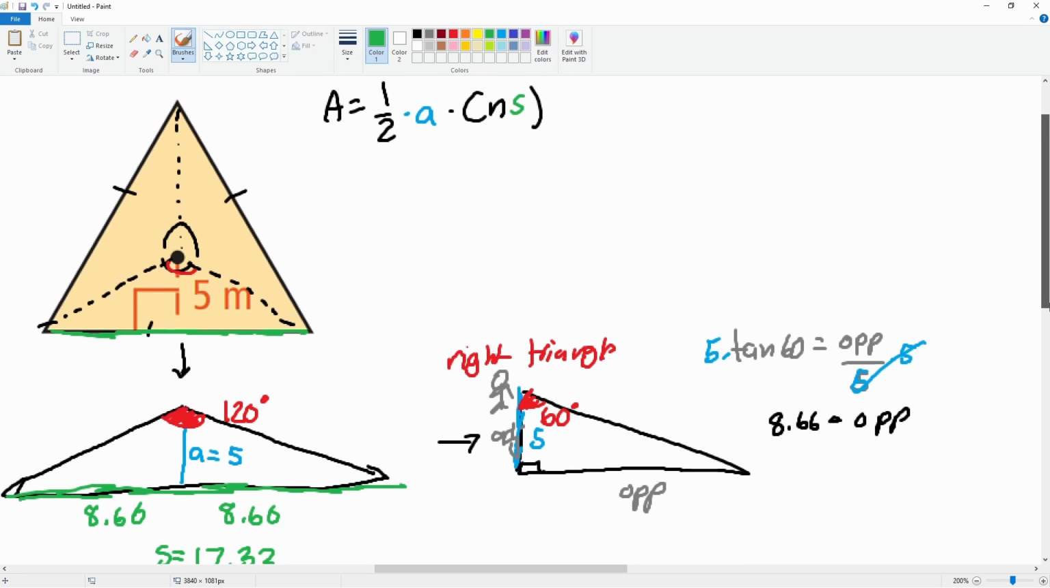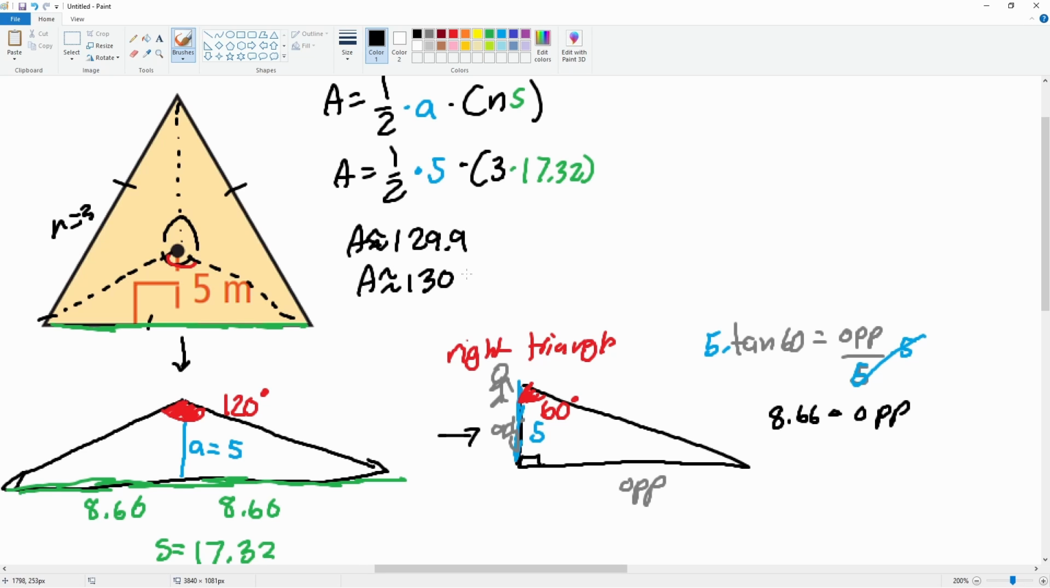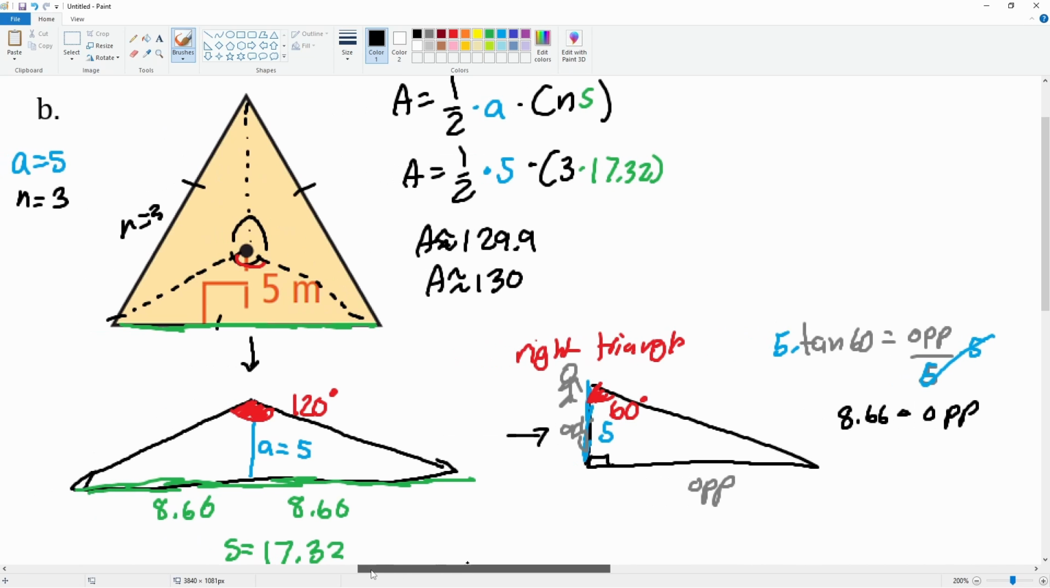We have all the pieces for our formula now. Remember, our n was equal to 3. There's 3 sides. Our a, we labeled it, is 5. So plug it in: 1/2 times a, which is 5, times n, which is 3, times s, which is 17.32. Just plug that in the calculator. 1/2 times 5 times 3 times 17.32. I get roughly 129.9. I will accept 130 if you round. Both answers are valid. All right, there you go.